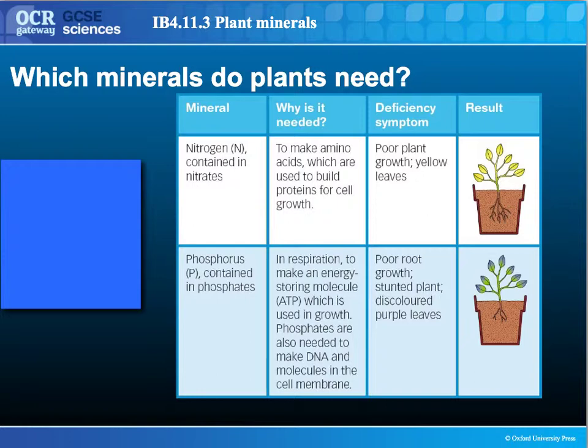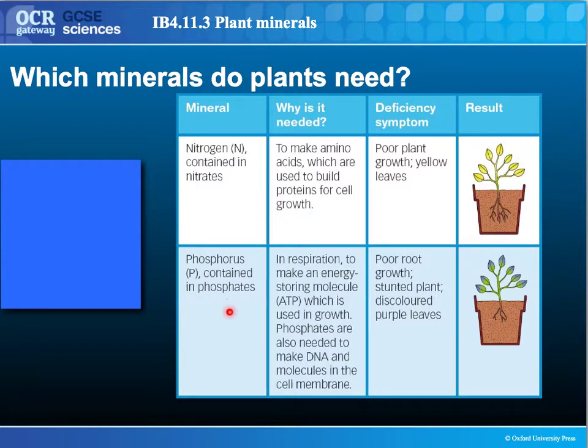Now if we start with nitrogen, we find nitrogen in nitrates dissolved in the soil water, and they're needed in the plant to make amino acids which are then used to build proteins. Now you should already know that proteins are used for growth, so they will use the proteins for repairing and growing new cells. Now, if they do not get enough nitrogen and the soil is low in nitrates, then the plant will grow very poorly and we will get yellow leaves, as we can see here.